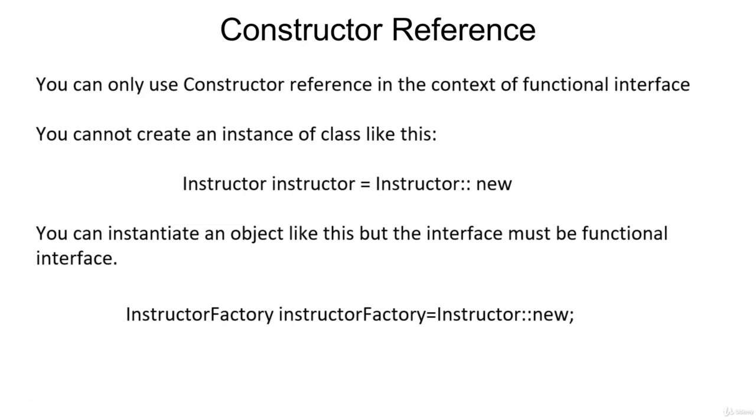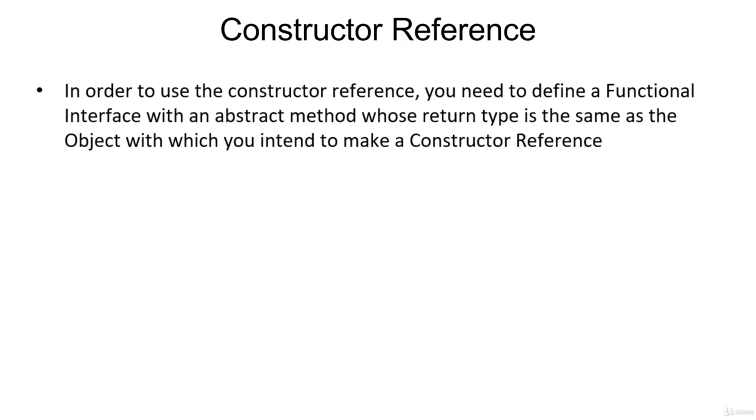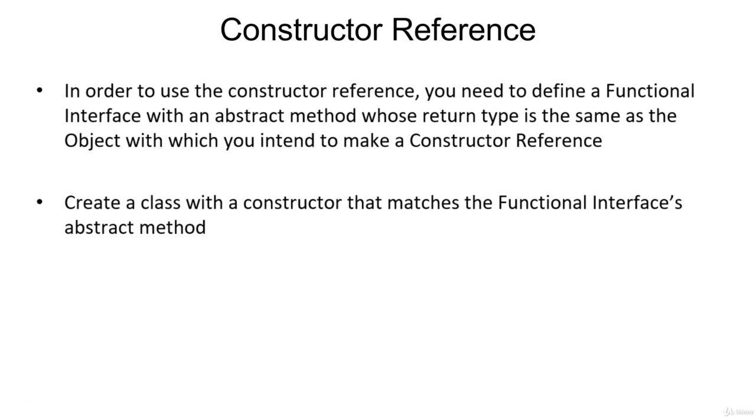In this case, InstructorFactory is an interface, and this is a functional interface because it has defined at least one abstract method. In order to use the constructor reference, you need to define a functional interface with an abstract method whose return type is the same as the object with which you intend to make a constructor reference. Create a class with a constructor that matches the functional interface abstract method.